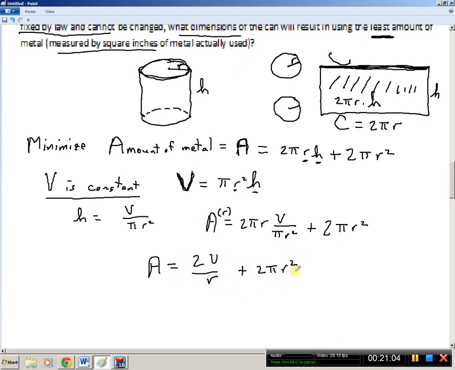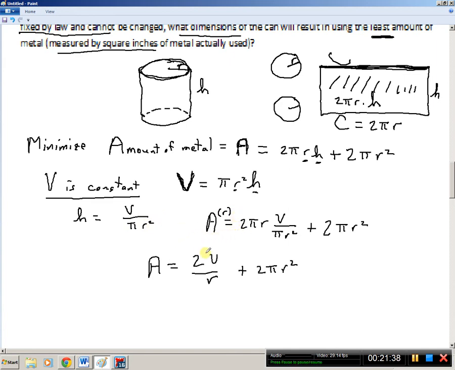Okay, so this is my function A. Again, the constraints on this are that I cannot make r any smaller than 0. And at some point, I can make r too big, and it'll flatten out the can. I can't make h equal to 0 either, so I could figure out what that is by looking at the equation for h. At some point, r will be too big, and it'll make h equal to 0. So we don't want to run into those situations.